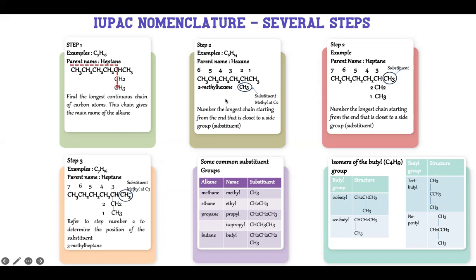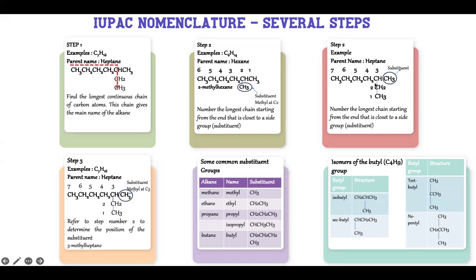Second step is to look into the numbering of the longest chain, starting from the end that is closer to a side group, called a substituent. So in this case, CH3 is a substituent. First, you need to number the chain, starting from the end that is closest to a side group, which is the substituent. So you number it 1, 2, 3, 4, 5, 6, and that's the second step.